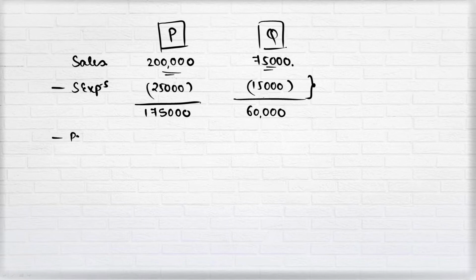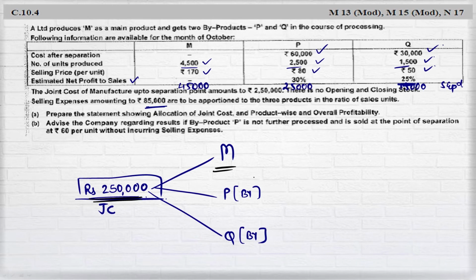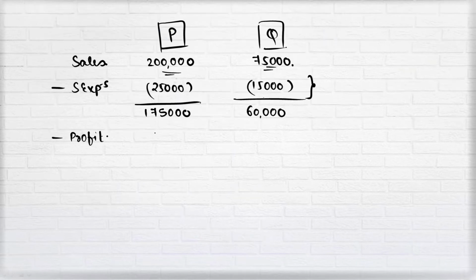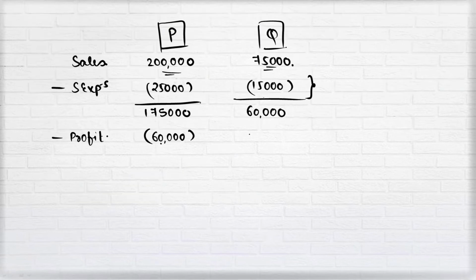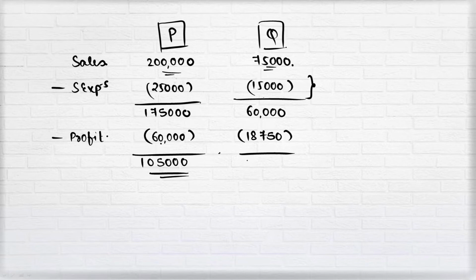And what profit do they desire? It is 30% on selling price. That is 30% of 2 lakhs, 60,000, and 25% of 75,000. Can you help me out? It is 18,750. What will be this answer? 1,05,000. This will be 41,250. Please understand, now I am going to the previous chart.